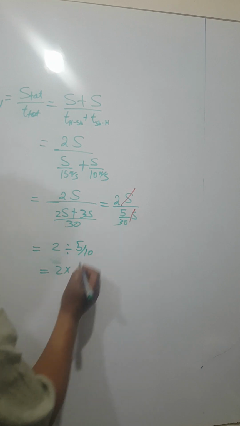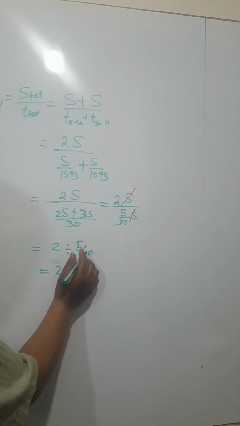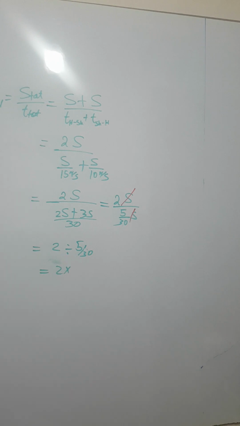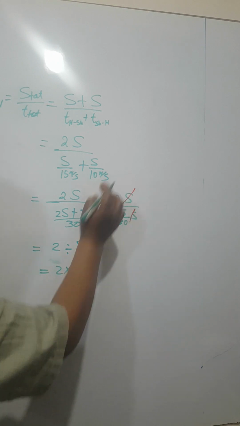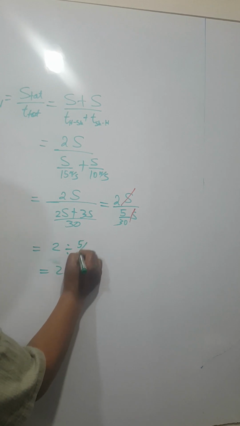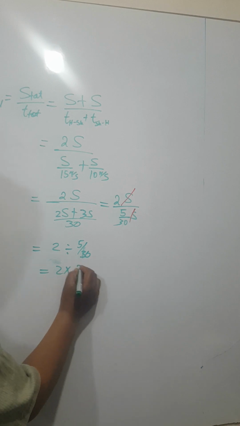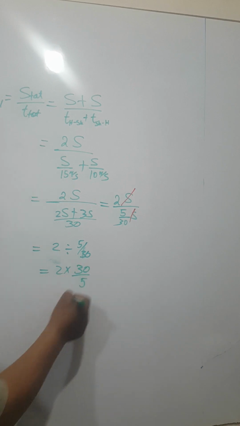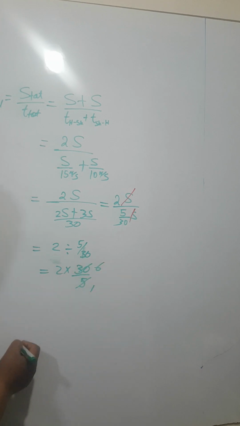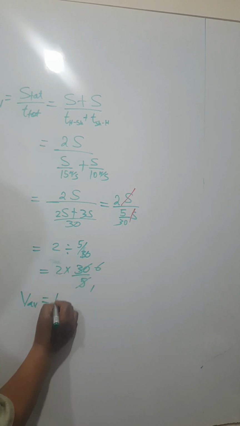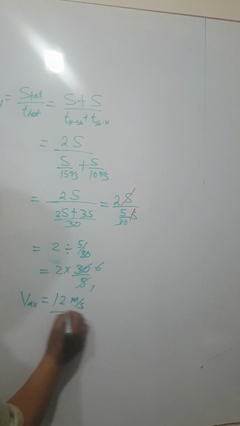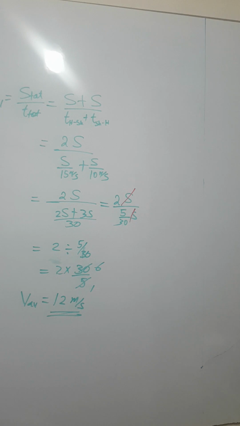So this is 2 divided by 5 over 30, which is 2 times 30 divided by 5. Now 30 divided by 5 is 6. So the average speed of the boy is 2 times 6, which is 12 meters per second. This is the average speed of the boy for the entire trip.